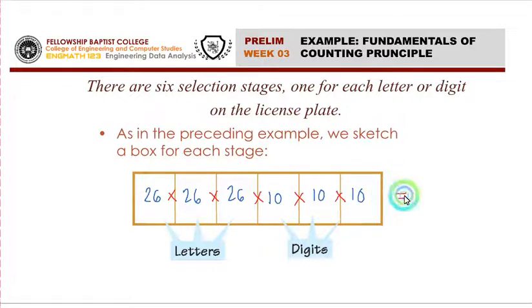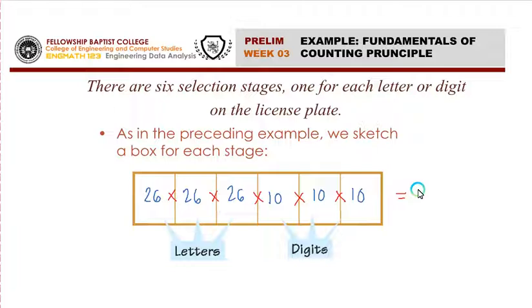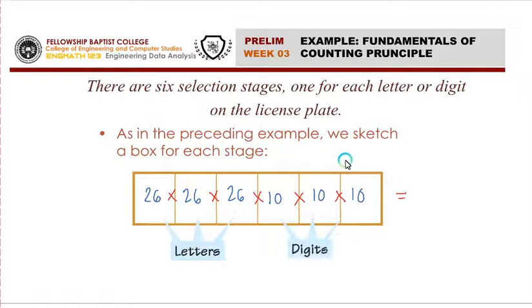Then our final answer is equal to, wait, I don't have a calculator here. So we have 26 times 26 times 26 times 10 times 10 times 10, which is 17,576,000. So this is our answer for question number 1.